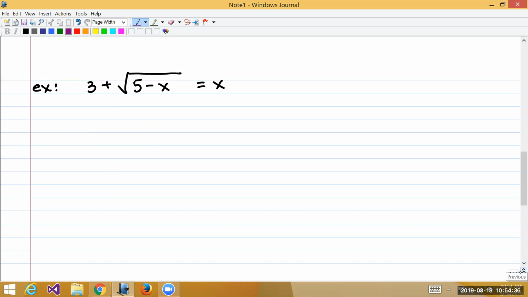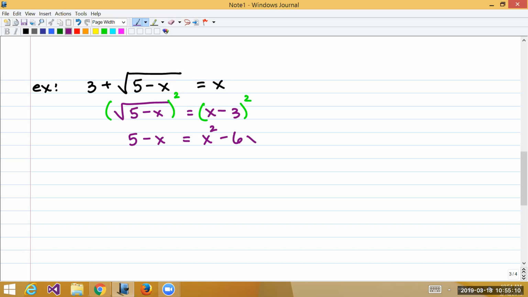Okay, this one, 3 plus the square root of 5 minus x equals x. So we need to subtract 3 from both sides to isolate this radical. That leaves us with the square root of 5 minus x equals x minus 3. Now, same thing. We have to square this side, so we have to square this side. So the left side is 5 minus x. Now be careful here. We have a binomial, x minus 3, and that entire quantity squared. So that's really x minus 3 times x minus 3, which gives us x squared minus 6x plus 9. Remember, that would be FOILing.